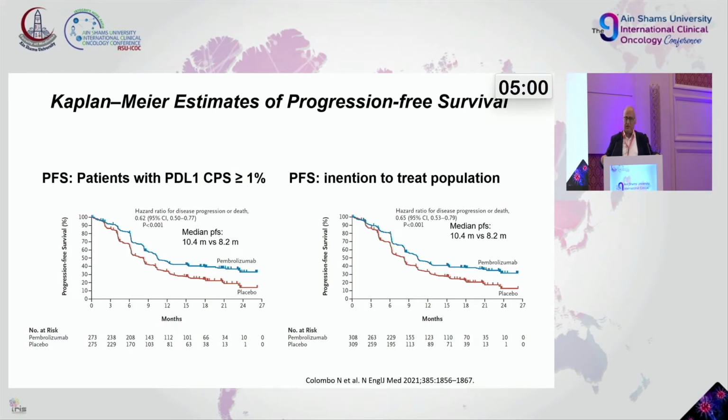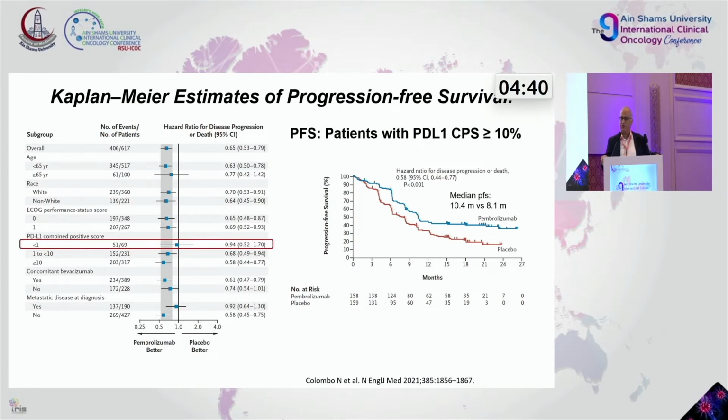In this study, you can see here the progression-free survival was in favor of adding pembrolizumab to the chemotherapy, with 10.4 months versus 8.2 months. This was true for the CPS more than 1 and for the intention to treat population, as well as for the CPS more than 10, with almost the same results. You can see on the left-hand side, the forest plot, the only subgroup that didn't benefit from adding Pembro is patients with CPS less than 1.